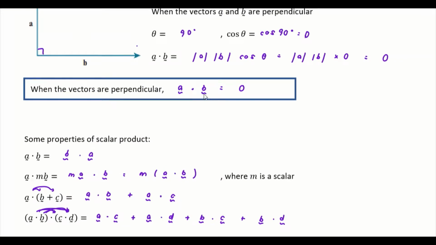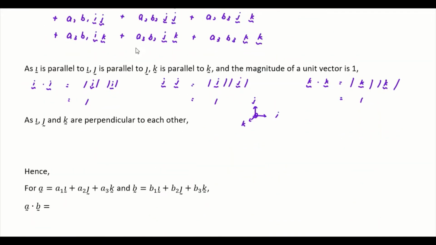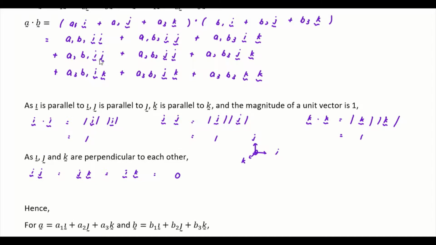So if they are perpendicular, when we try to find the scalar product, it will be equal to 0. Which means that for ij, jk, and ik, each is going to give us 0 because they are perpendicular to each other. Okay, so now you can imagine that all the ij, ik, and jk here give us 0.